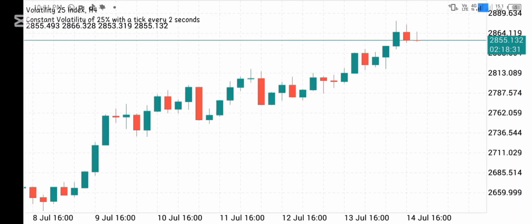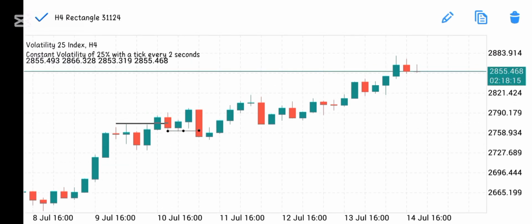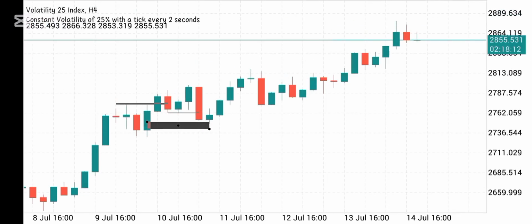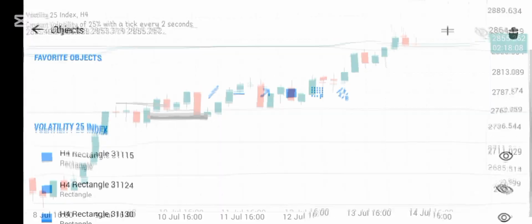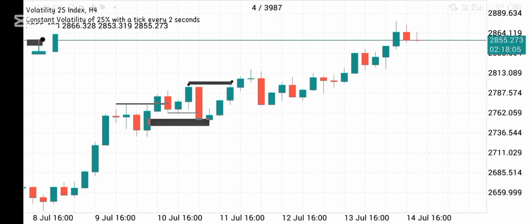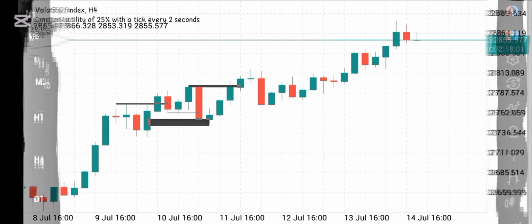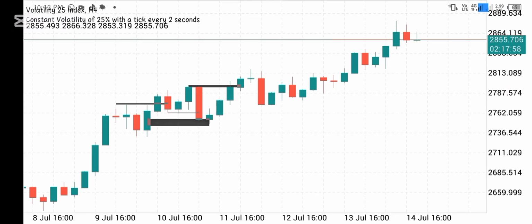Now we have this break of structure. We have the market taking out this particular liquidity. Then we had a retracement back into this zone. Then after that we had another break of structure. So when we had that break of structure, the market came back to retrace into this zone.